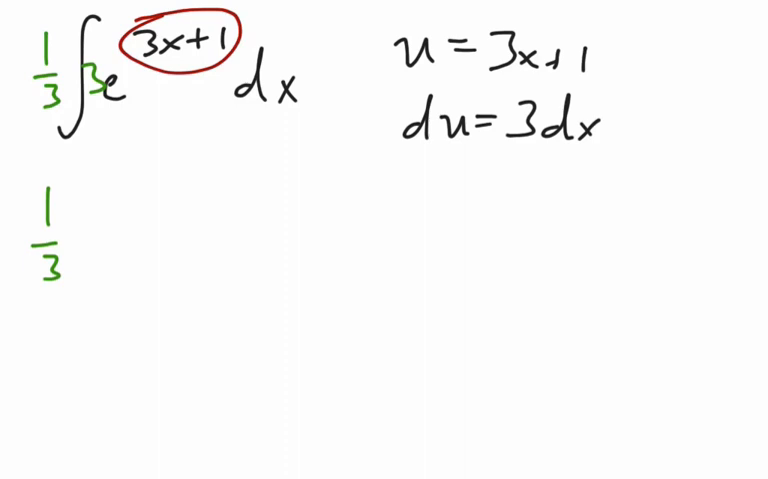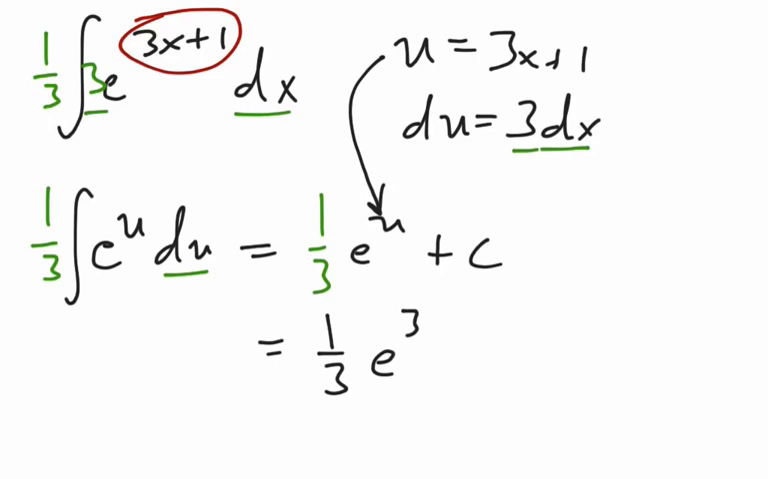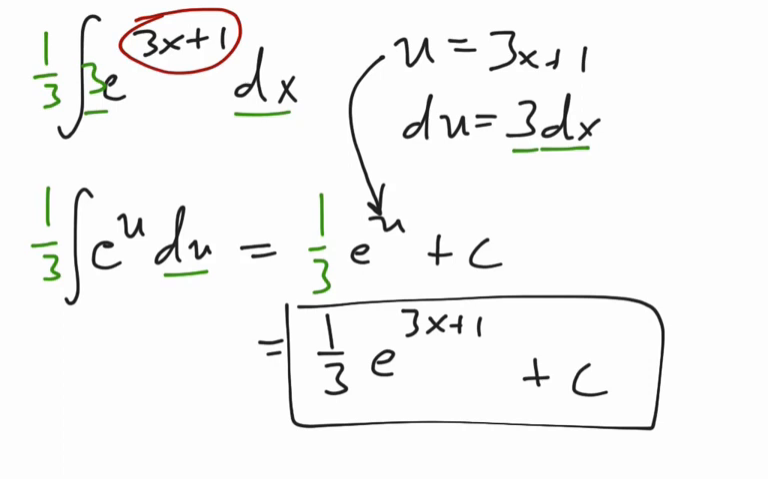So I'm going to have 1/3 integral and then e to the u, since I replaced it, and then the dx and the 3 get replaced with du, so we're good there. And then I can integrate, so I'll have 1/3, and then the integral of e to the u is e to the u plus c, and then I can replace the u back with x. That's my last step. So I'll end up with 1/3 e to the 3x plus 1 plus c at the end, and that's it. It's pretty straightforward. You can always check your result by differentiating again.